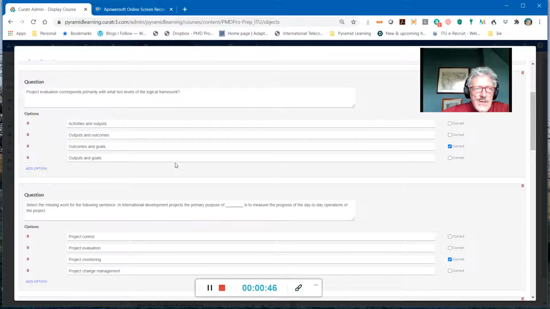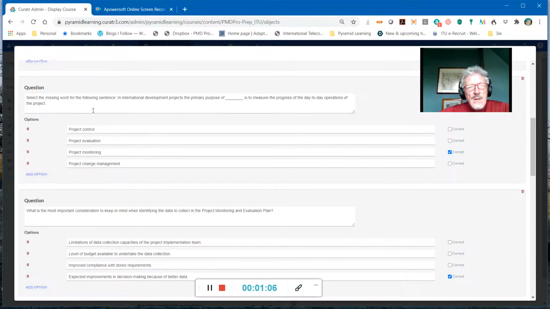And again, another question on evaluation. It corresponds with what two levels of the logical framework? And as I mentioned, it's the top half of the logical framework. So we are looking at outcomes and goals. Monitoring is looking more at activities and outputs. Again, the questions have to be read quite carefully.